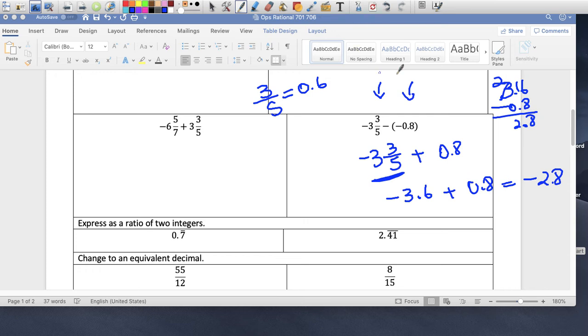Okay, so this is how we manipulate and write our numbers to our advantage. In this case, I changed it to decimals to make my life easier. You could have done it with fractions. I chose decimals.